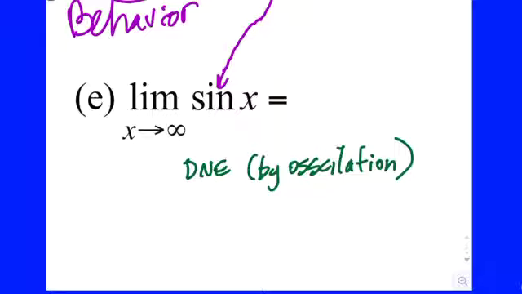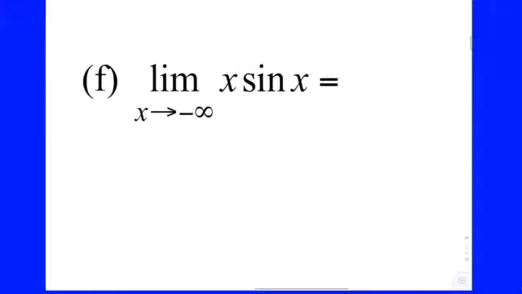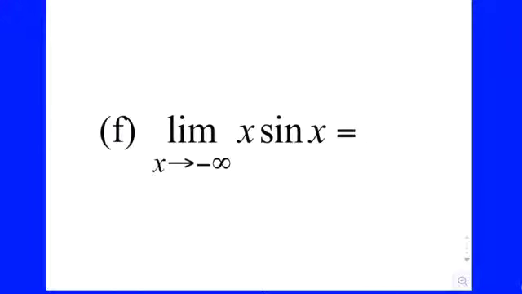Now, it gets kind of interesting when we take that function and we add a little something to it, like an x in the front, okay? If you were to use direct substitution and you plugged in, you would get negative infinity times sine of negative infinity. And that really doesn't make sense, right? Because you kind of have something that's approaching negative infinity times something that doesn't exist. If you have something that's infinite times something that doesn't exist, what do you think the answer is?